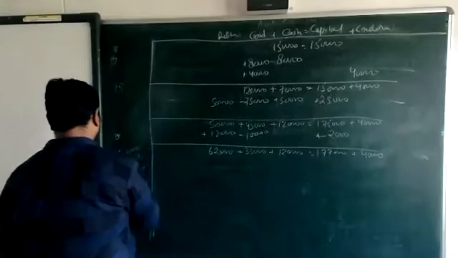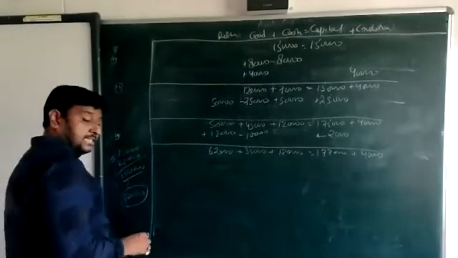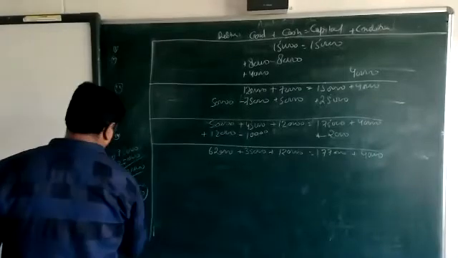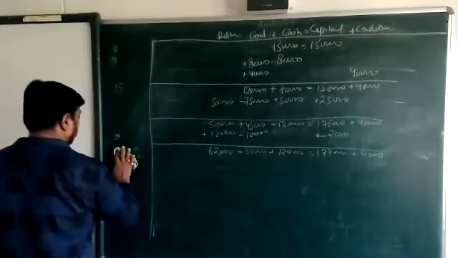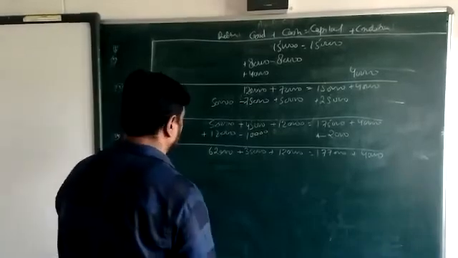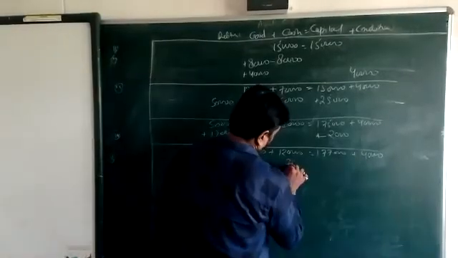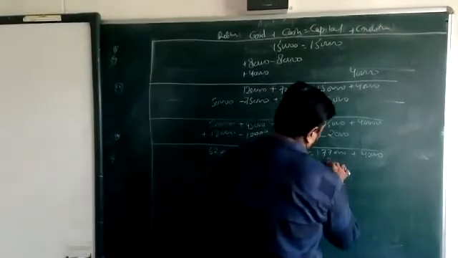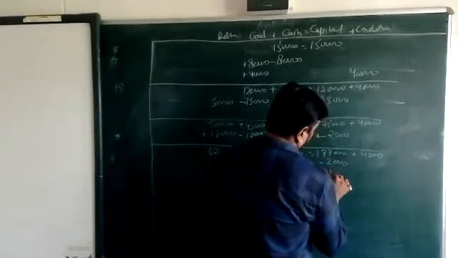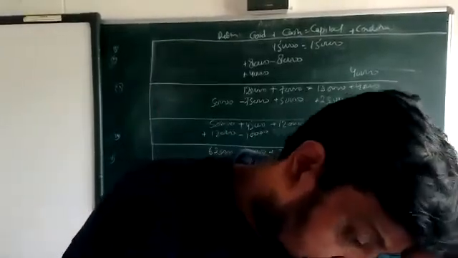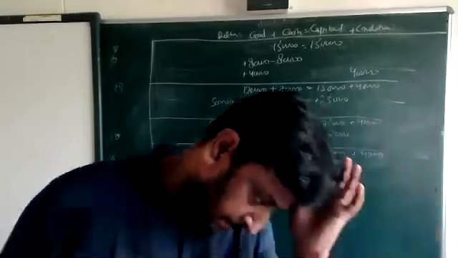Very easy. Less from cash and capital. Any type of expense will be less from cash and capital. Okay. 2,000 and 4,000. Less from cash and capital.